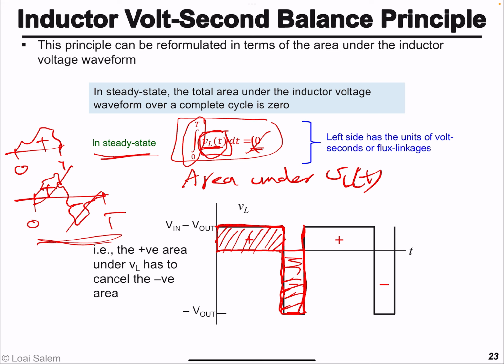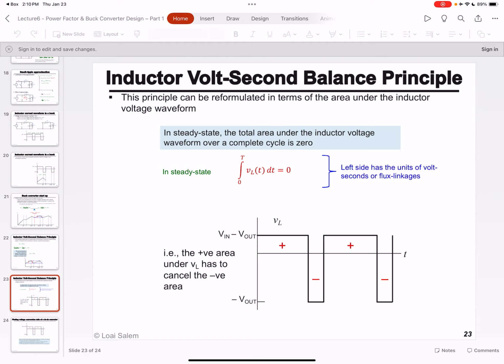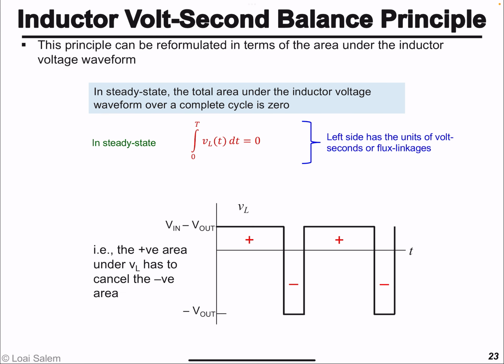Okay. A third conclusion from this expression of the inductor volt second balance: essentially the units of this are going to be volt times second. And volt times second is essentially the unit for flux. That's why the volt second balance principle is also called the flux balance principle.